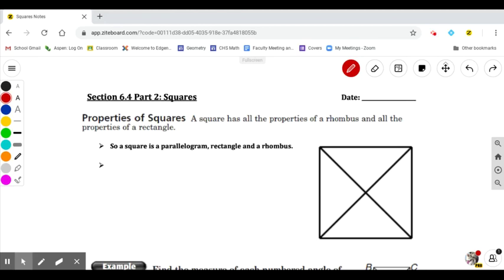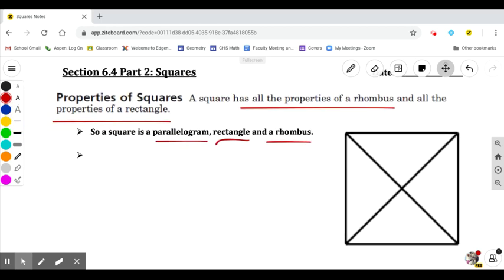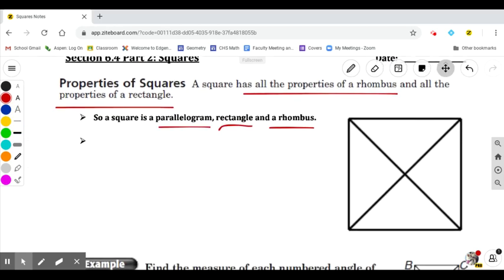Okay, so this next lesson is about squares. Squares are pretty special because they have all of the properties of a rhombus and all of the properties of a rectangle. Since rectangles and rhombi are also parallelograms, squares are considered to be a parallelogram, a rectangle, and a rhombus. So that means that they have all of those properties of a parallelogram, rectangle, and rhombus. So we're going to make a list here of all the things that are true about a square, and these are also in the chart that I posted on Classroom last week.